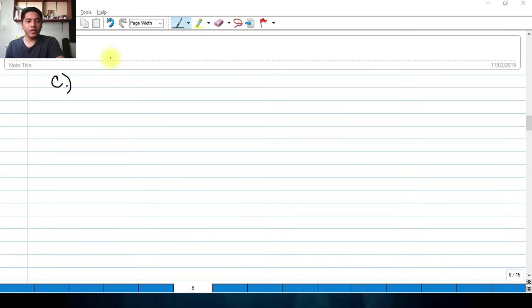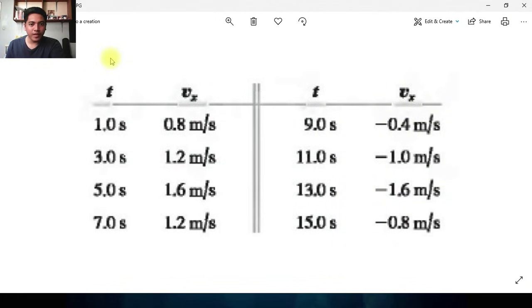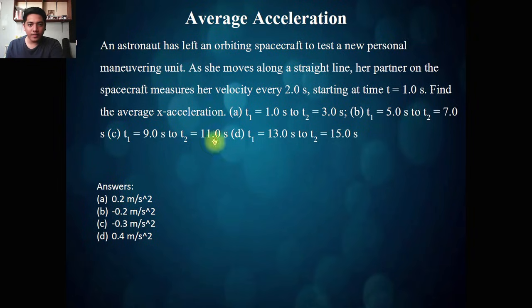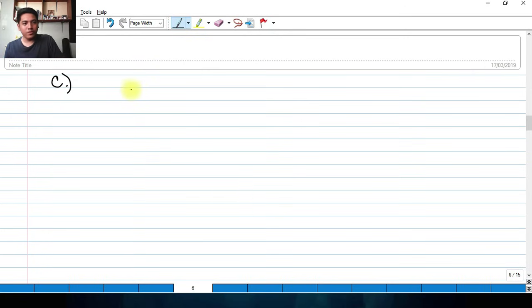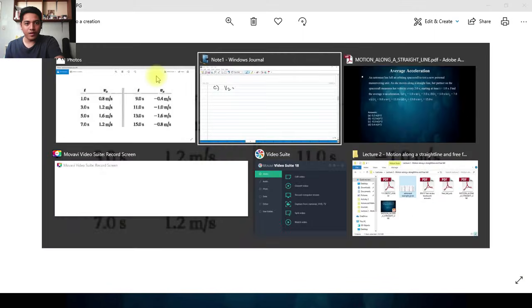we shall be computing again with the formula. The problem is asking for the average acceleration from t1 equals 9 seconds to t2 equals 11 seconds. So our velocity at 11 seconds is -1, and at 9 seconds is -0.4. So our v2 is again, what is that? -1 and -0.4.